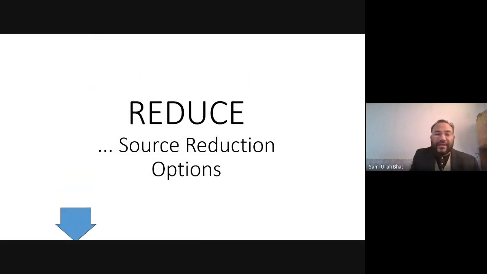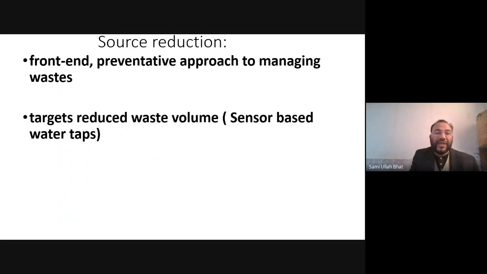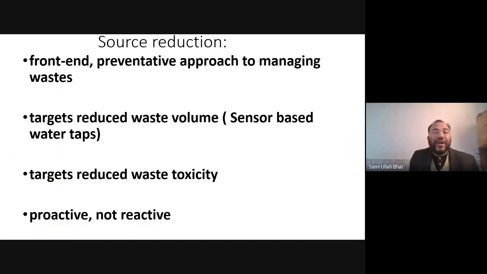And then there are certain other reduced resource options that are available. For example, we have the front-end preventive approach to managing waste, which means targeting reduced waste volume, such as sensor-based water taps. If you go to the airport, you will see that only once you move your hands, the water will come. Previously, there used to be a tap that would run for a whole day and nobody would bother to put it off. So these are the sensor-based technologies.